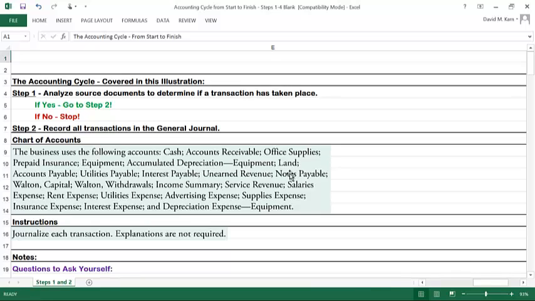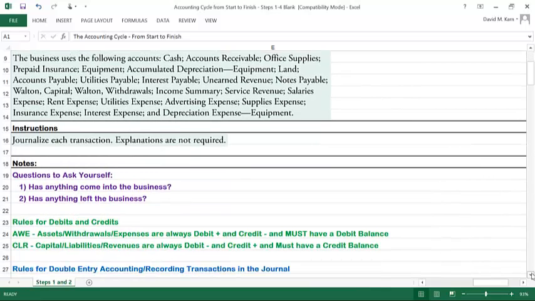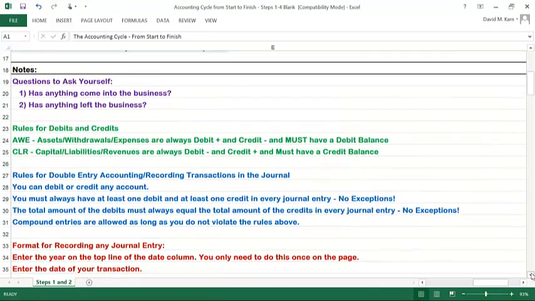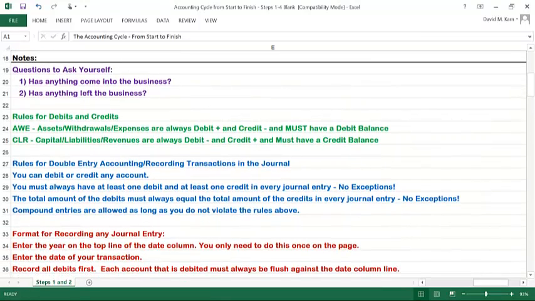Alright, in this problem, which we'll be building throughout the course, this is the chart of accounts that we will use. In this step, we will use some of them, but not all of them. And as we go through this exercise, here are some questions again to ask yourself. Has anything come into the business? Has anything left the business? Those are two key crucial questions to help you really record journal entries.